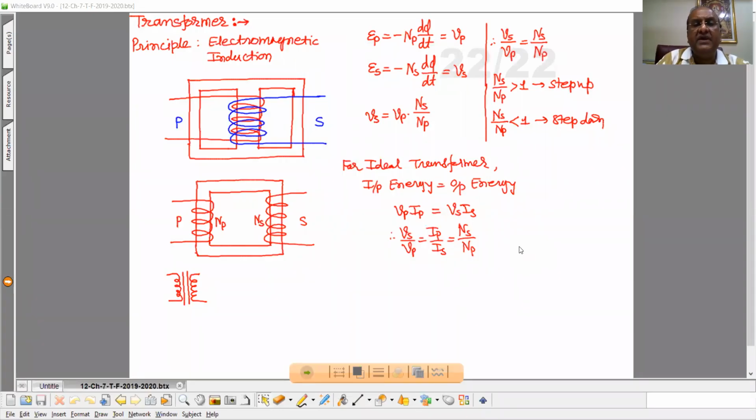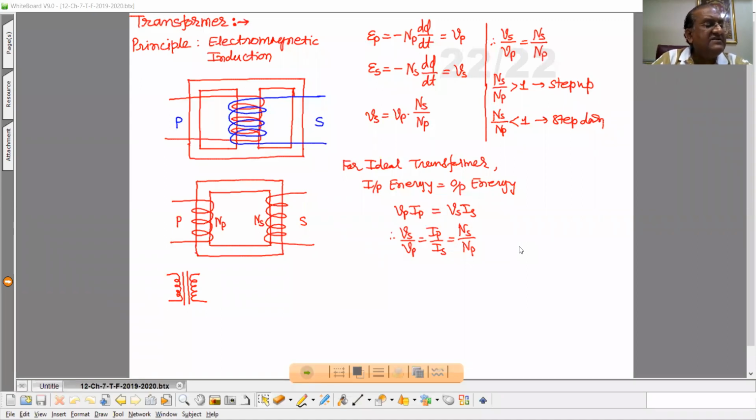That is the idealistic situation. For an ideal transformer, input energy is equal to output energy, or we can say input power is equal to output power. But in practice, there is always dissipation of energy in the form of heat. In different ways the energy loss takes place in the transformer. In practice, the energy loss occurs due to different reasons.